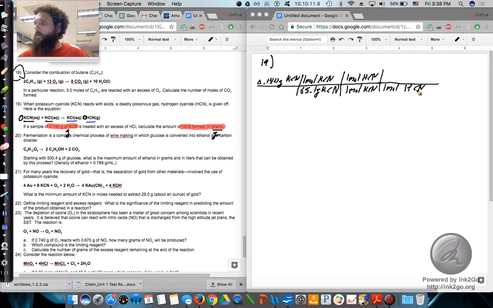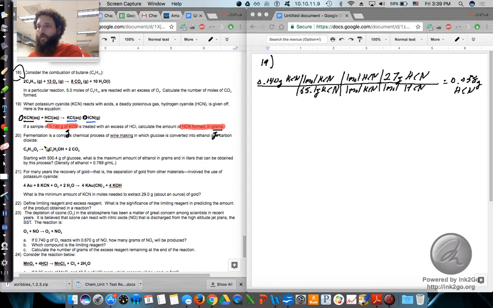Let's see, hydrogen's 1, carbon is 12, nitrogen is 14, so that's going to be 27. Go through and calculate this. And I get 0.058 grams of the hydrogen cyanide gas. So there you go. All right, let's go on to number 20.